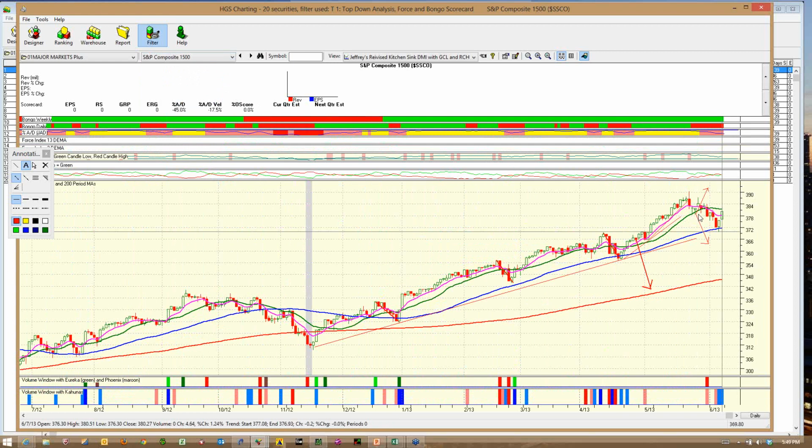We talked here about a likely pullback, and when we pull back to the 50 or all the way to the 200, it looks like we got the pullback to the 50. It would not surprise me to see this bounce continue and us to move forward.